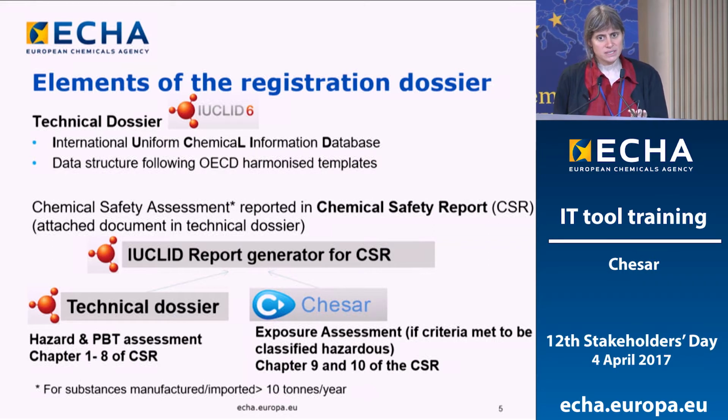can be done in Chesar, and then there is a tool called the report generator, which is included in IUCLID. Actually, it's included in Chesar now for the full CSR. So you can generate the CSR with sections 1 to 8 from IUCLID, and the CSR with everything from sections 1 to 10 in Chesar.